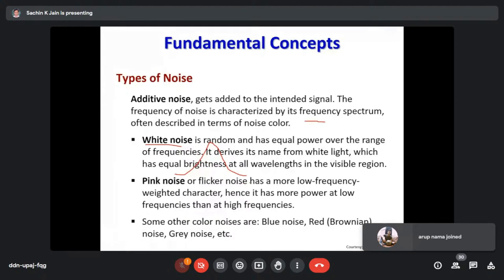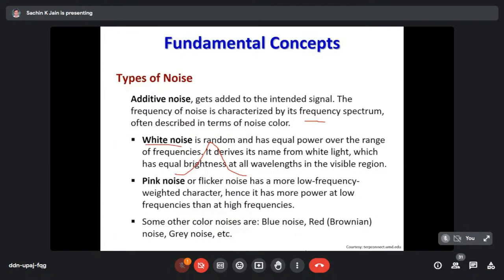Pink noise has a more low frequency weighted character than high frequency character. In some other noise, for example Brownian noise or blue noise, it could be opposite. In Brownian noise it is again the same low frequency weighted character, but it is 1 by f square rather than 1 by f. But in blue noise, it is opposite. It means the high frequency weighted character has more noise as compared to low frequency components, right?